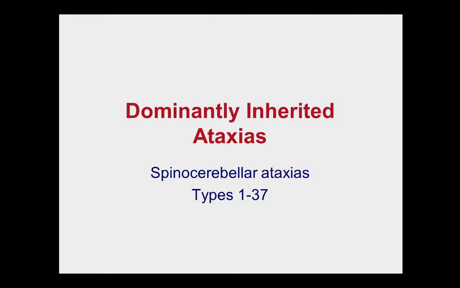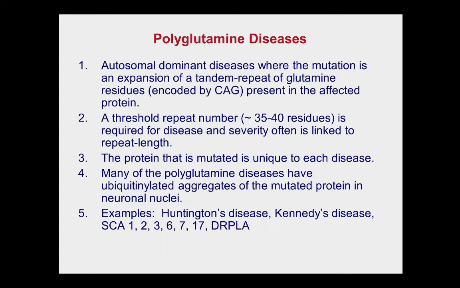So I just want to give you a brief introduction to some of the dominantly inherited ataxias as we get into the SCA1 model. As I mentioned, there are now 37 numbered, although some numbers are skipped. And it turns out that a couple of them are probably the same thing, so there's probably not quite 37. But there will be more, I'm sure.